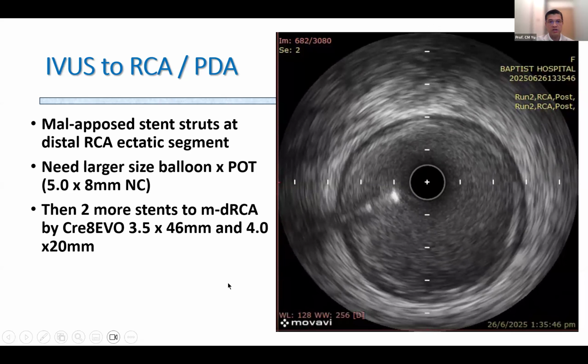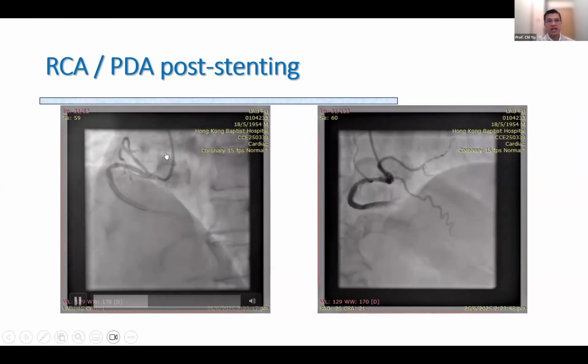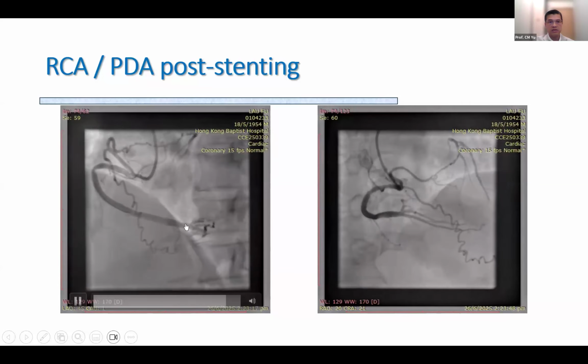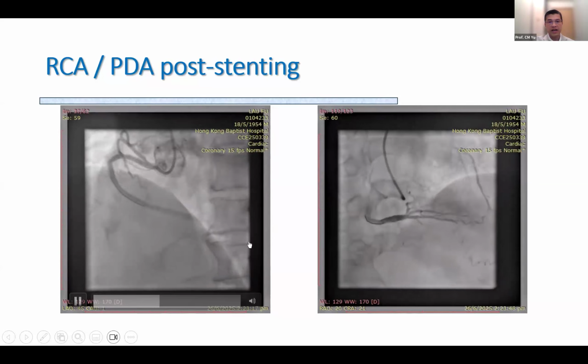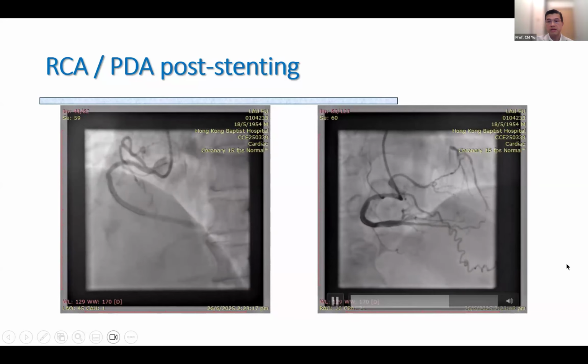So we have to use a 5.0 balloon for post-dilatation. After that, we also inserted more stents to the mid to distal RCA with the use of the QUICK 3.5 and QUICK 4.0 stents. Quite large stent sizes, and also multiple overlapping stents to cover all the regions. So here is the region with ectasia, as you can see from the longitudinal as well as the cross-section plane. After post-dilatation with the 5.0 balloon and also stenting the rest of the mid to distal RCA, that is the final angiogram, and you can see the retrograde flow going back to the left side system.